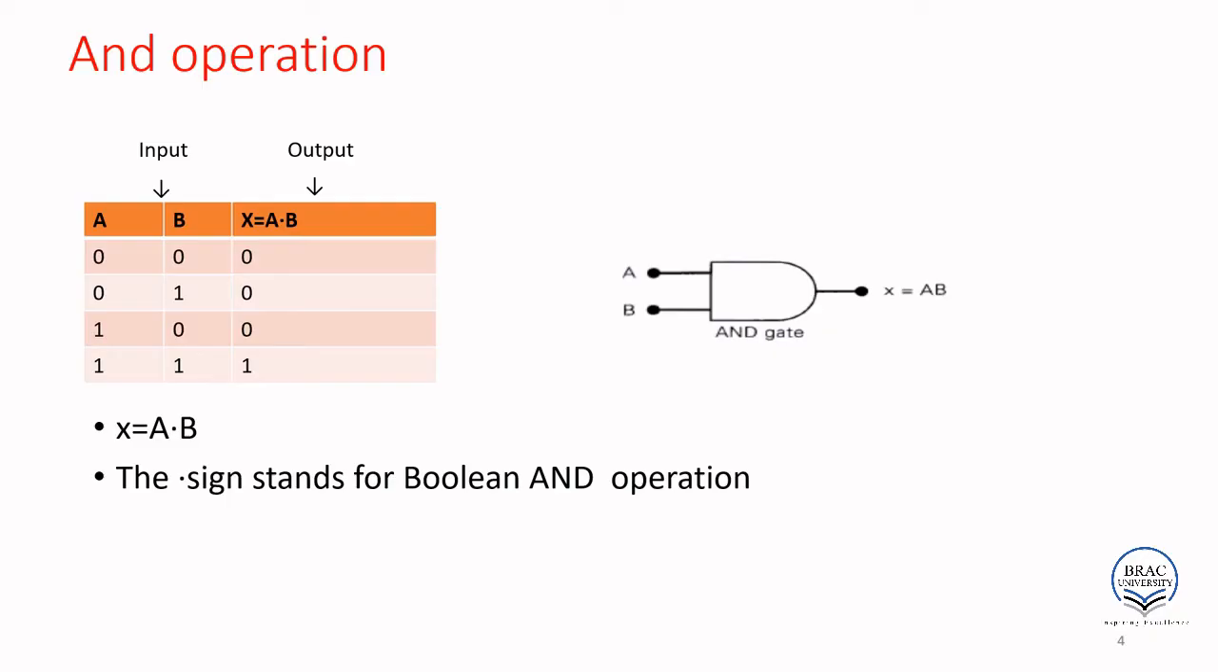This is our input side. The output side is X. X equals A dot B. So this is the AND sign, A dot B, or A and B. Here you can see the output is 0 for all the combinations except when both of the inputs are high. If both of the inputs are high, then the output is high, otherwise the output is low. This is the typical equation for the AND operation, and the dot sign stands for the Boolean AND operation.